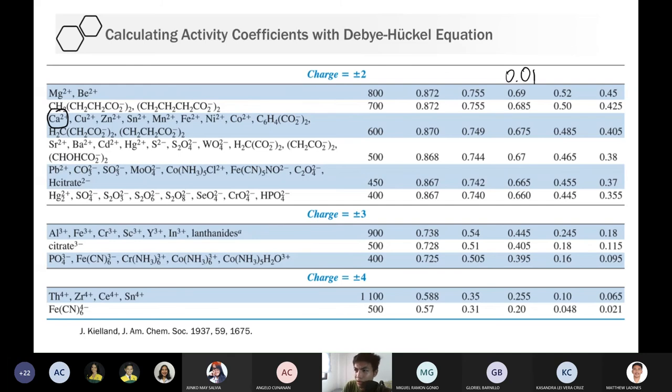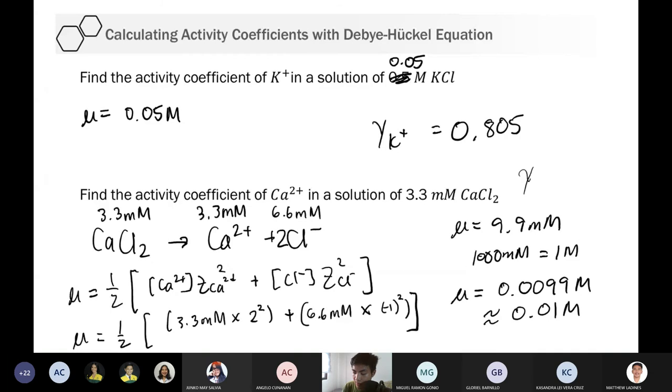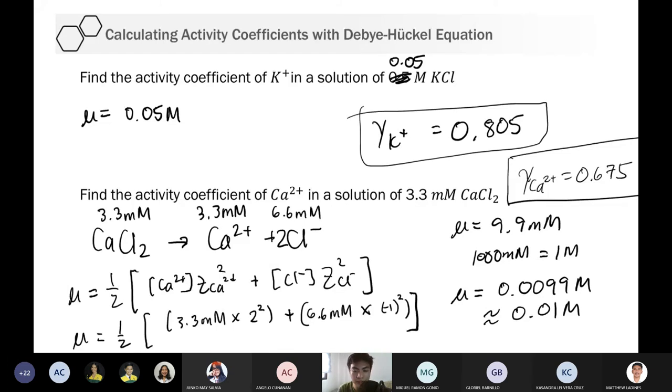So, this is calcium. This is 0.01 molar ionic strength. So, that is the gamma for calcium at that ionic strength: 0.675. Okay? So, gamma calcium is equal to 0.675. As you can see, you can easily solve for gamma without the use of the Debye-Hückel equation as long as it is within the range of the table.